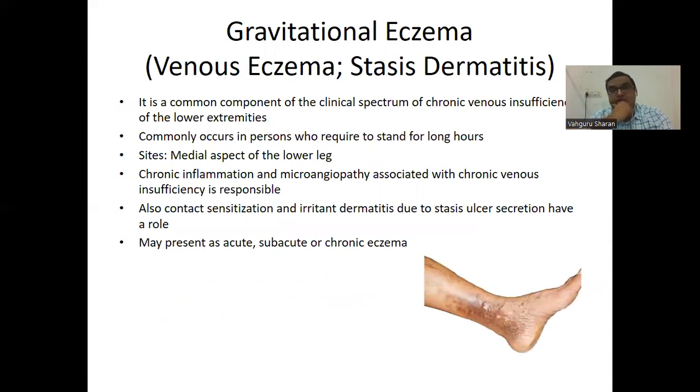What is gravitational eczema, venous eczema, or stasis eczema? It is a common component of the clinical spectrum of chronic venous insufficiency, CVI, of the lower limbs. It commonly occurs in persons who have to stand for long hours. The most common site is the medial aspect of the lower leg. Chronic inflammation and microangiopathy associated with chronic venous insufficiency are responsible for the disease. Also, contact sensitization and irritant dermatitis due to stasis ulcer secretion have a role. It may present as acute, subacute, or chronic.